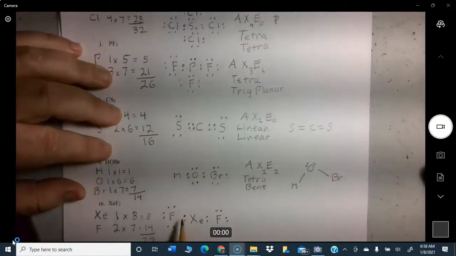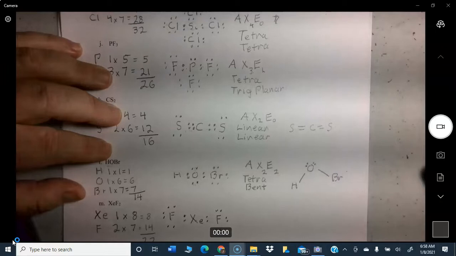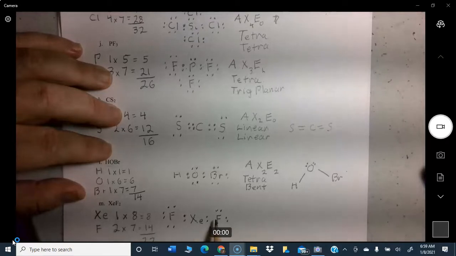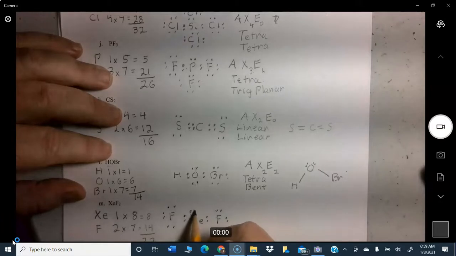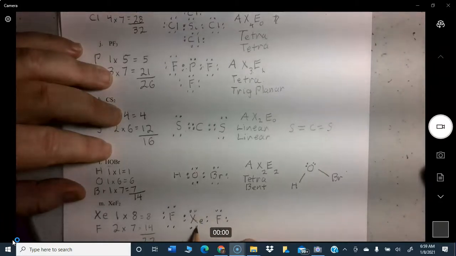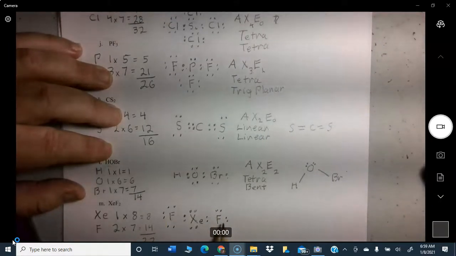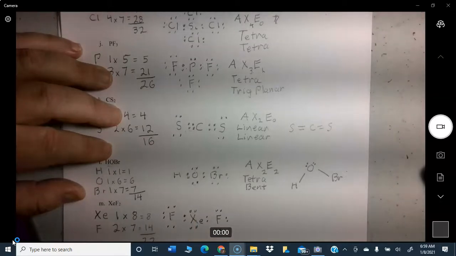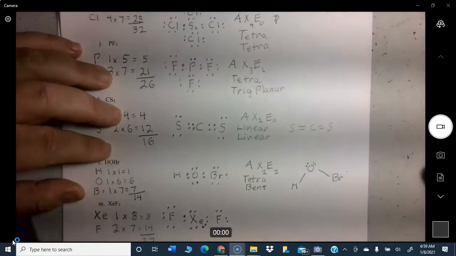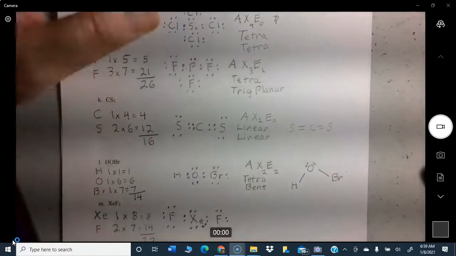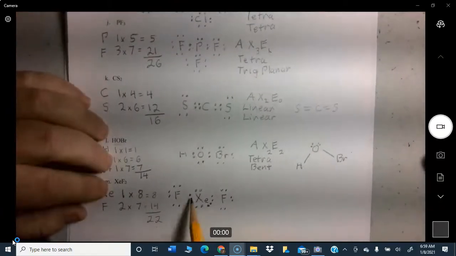Okay, and so we have 16 and 16, but we need 22. Okay, so where do we put those? We can't create any double bonds here because fluorine's got a full octet. So we're going to put them here and here. So now xenon has an octet, everybody has an octet, but we still have 2 more electrons. That's 8, 8 is 16, 18, 20. So where do they go? They go on xenon as another lone pair. Remember, xenon, this is an example of an extended octet. Okay, so xenon can have an extended octet, so it actually has 10 electrons, okay?